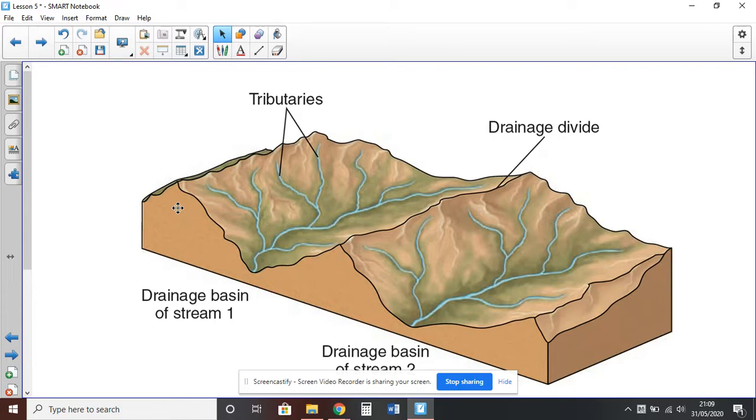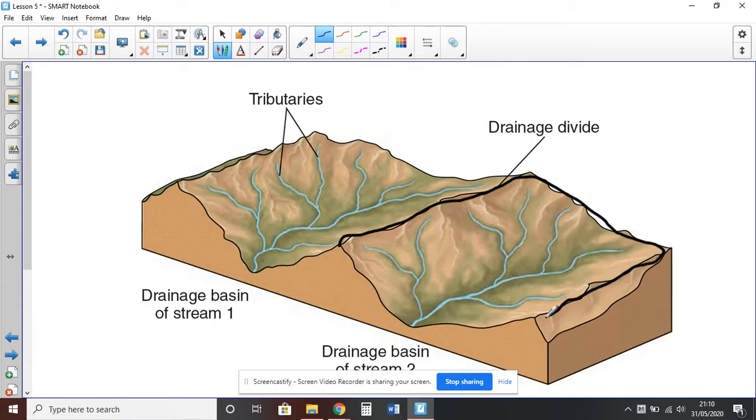Think about a drainage basin. You will remember a drainage basin is an area of land which is drained by a river. So I am just circling this area of land here, and water that falls anywhere in this area is drained by the river that flows down the center of this landscape. Not just the main river, but all its river channels. Okay, so that is the drainage basin.